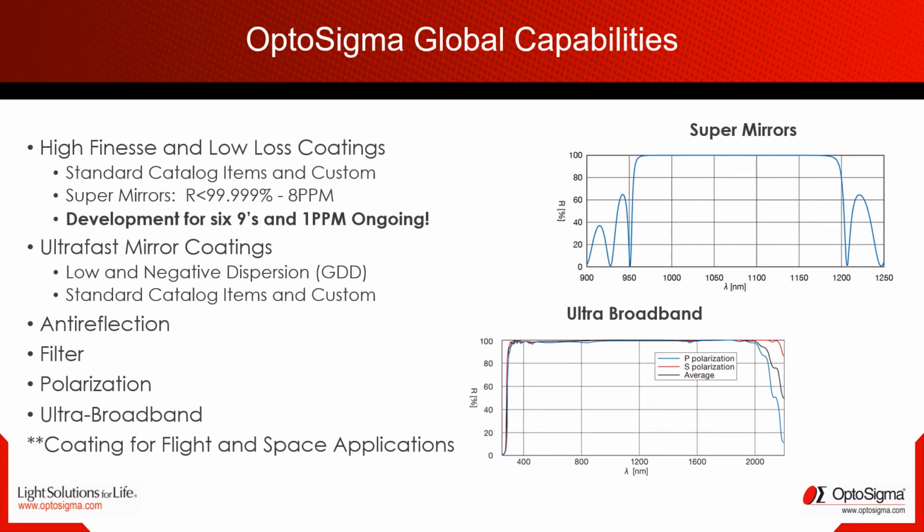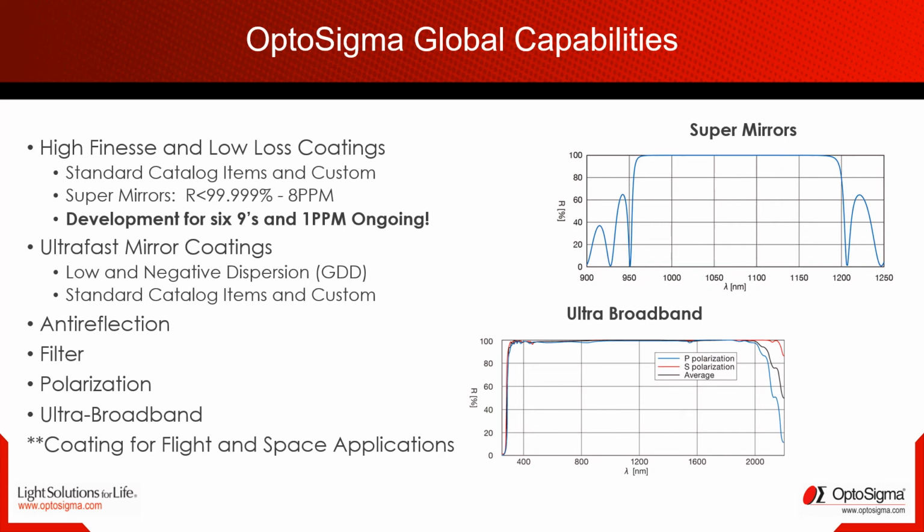OptoSigma's parent company is Sigma Koki in Japan. In their facilities, we have much more extensive design and deposition capabilities, which allow us to offer the only commercially available super mirror with 99.999% reflectivity. We're also working on improving this even further to obtain 6 nines, or 99.9999% reflectivity.